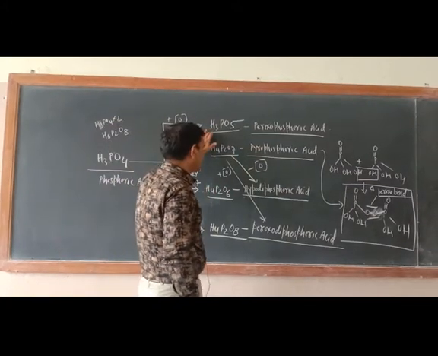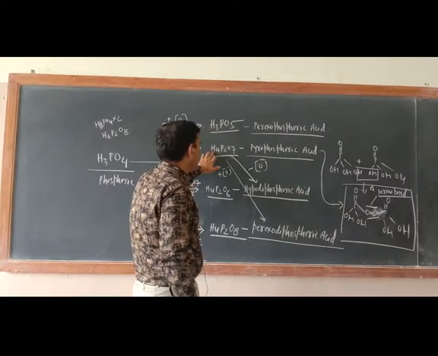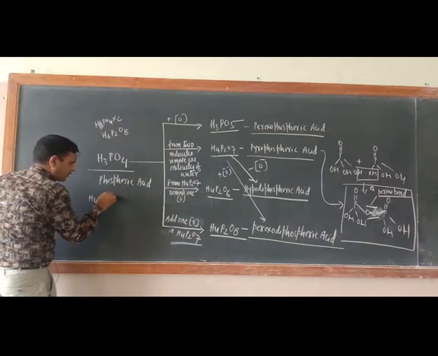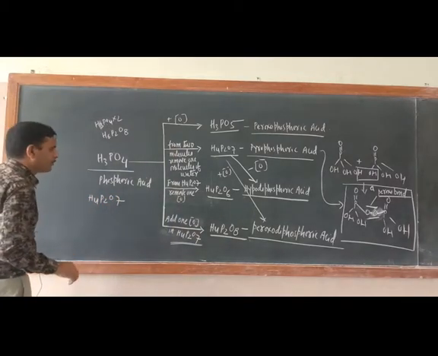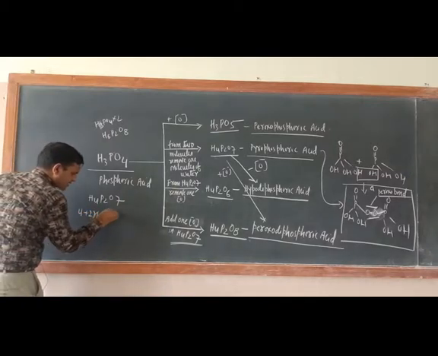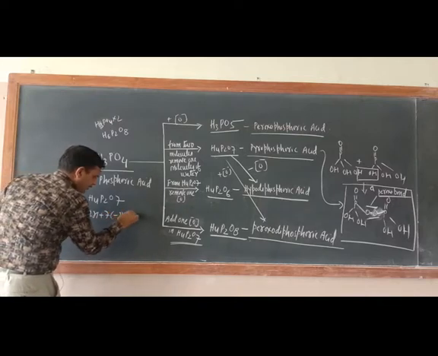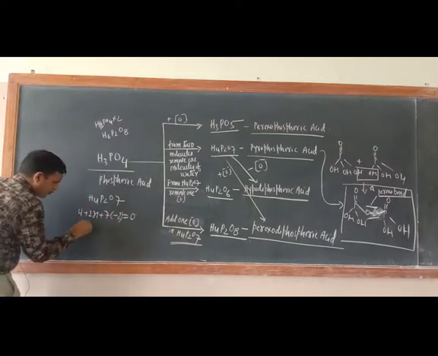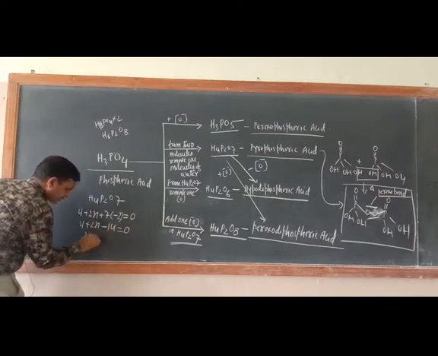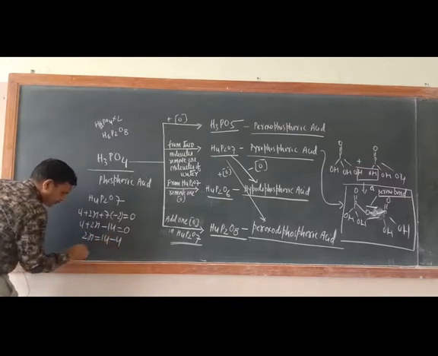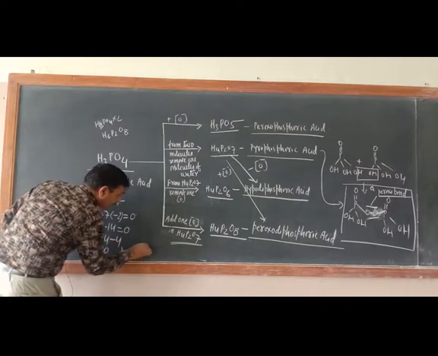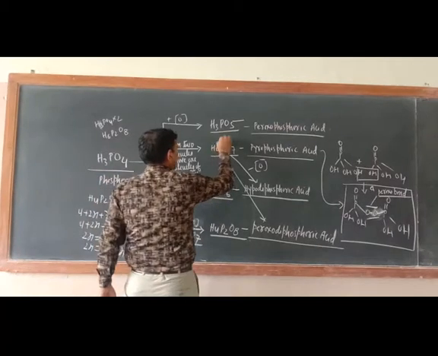Their oxidation state I have calculated. You know this one. What about this one? H4P2O7. So 4 plus 2x plus 7 times minus 2 equal to 0. So 4 plus 2x minus 14 equal to 0. So 2x equal to 14 minus 4, so 2x equal to 10. So x equal to plus 5. Here the oxidation state of phosphorus is plus 5.